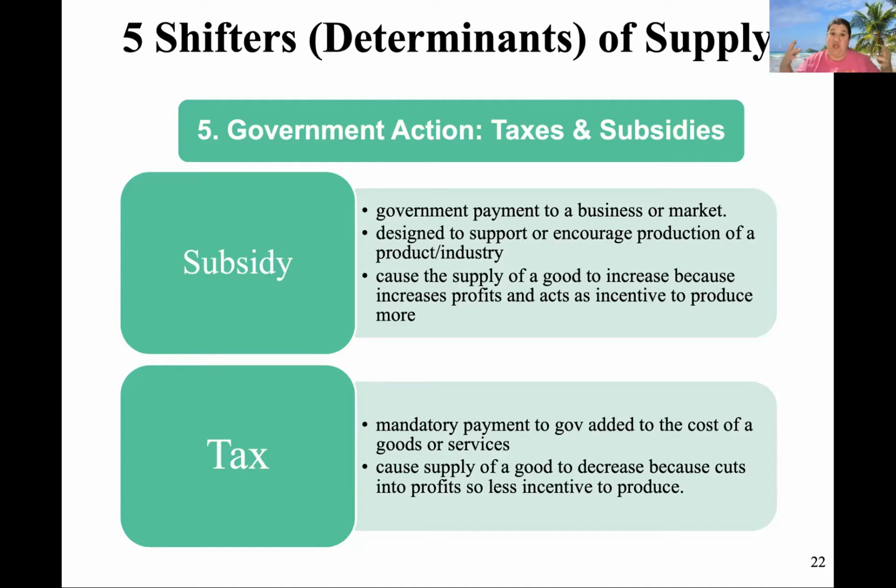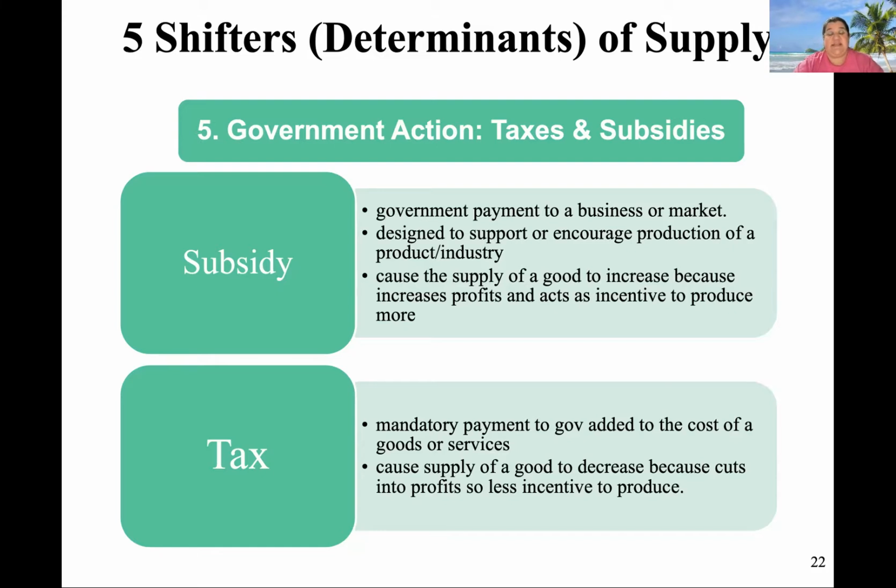So they might just target one company and say, we're going to subsidize that one company, or they might say anyone who produces this particular good or is in this particular industry, we're going to offer subsidies to them. So it's when they pay money to these businesses, and the purpose behind this money is to encourage production of a particular good.